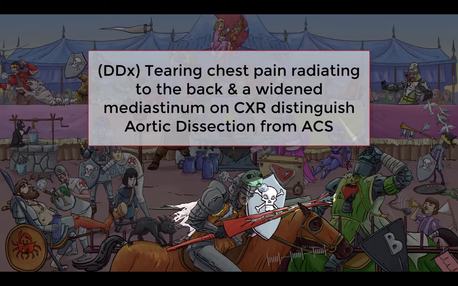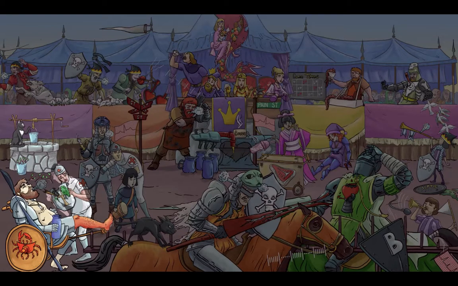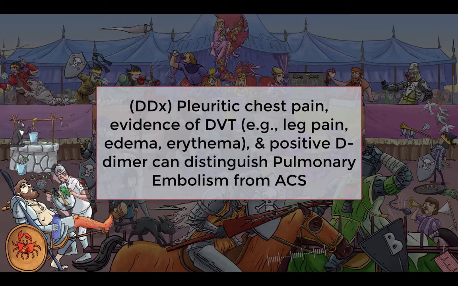Another biggie is aortic dissection, which usually causes a sudden tearing chest pain radiating to the back. Look for a widened mediastinum on chest x-ray to confirm your worst fears. Of course, don't forget pulmonary embolism. PE typically causes pleuritic chest pain, dyspnea, and tachycardia. A history of recent DVT symptoms is pretty common as well, so make sure to ask about and look for leg pain, edema, and erythema.